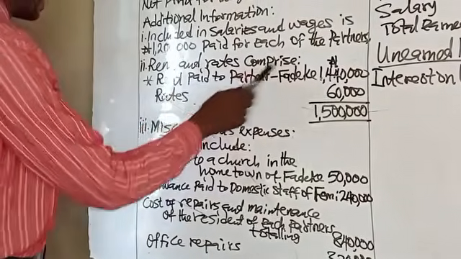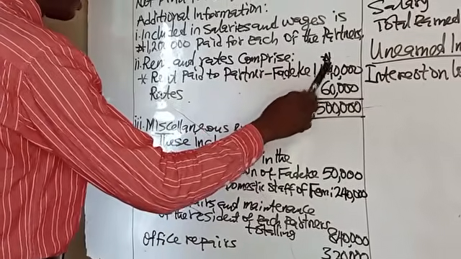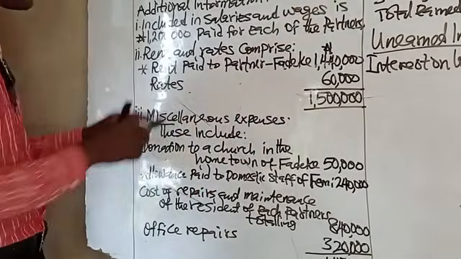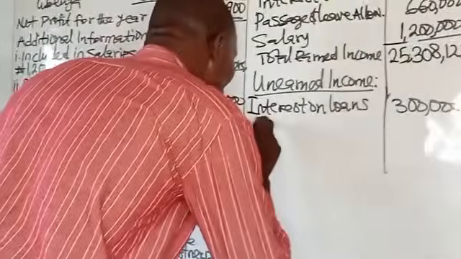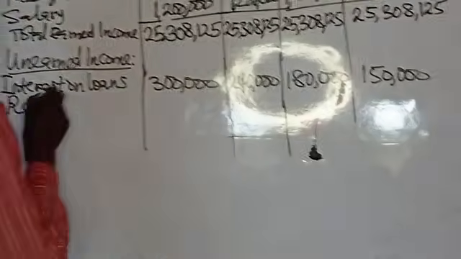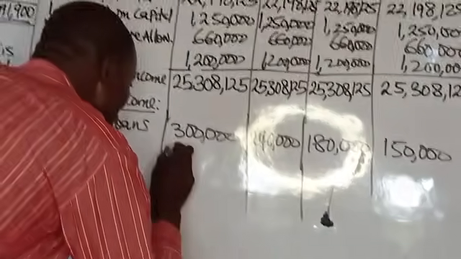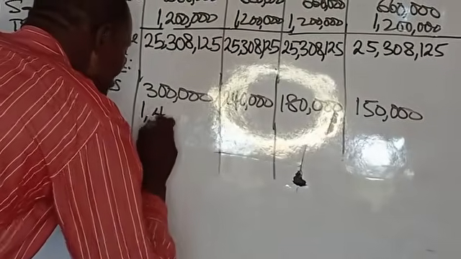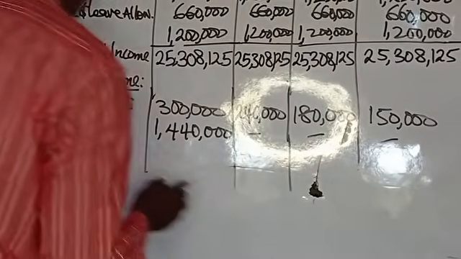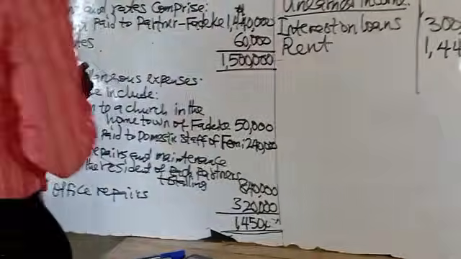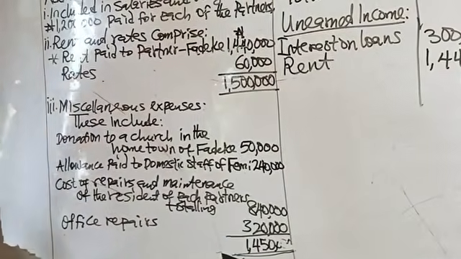Rent and rates comprises rent paid to partner Fadike, 1,440,000. Rent paid to Fadike is an unearned income. So we have rent, Fadike, 1,440,000. Only Fadike receives that rent. Rates is an allowable expense.